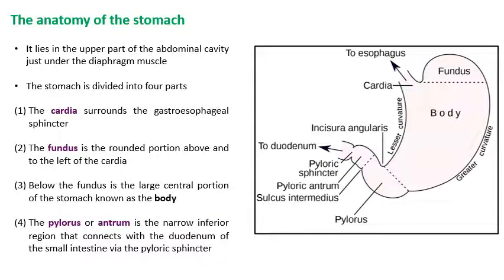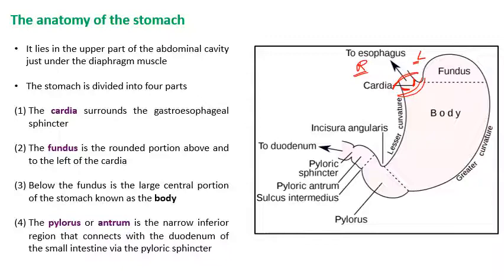Let's see some more detail on the anatomy of the stomach. The stomach is generally divided into four sections. The first one is the cardia. This part is the cardia, and it surrounds the gastroesophageal sphincter. So here there will be a sphincter. Then comes the fundus. It is a rounded portion above and to the left side of the cardia. This is the left side and this is the right side.